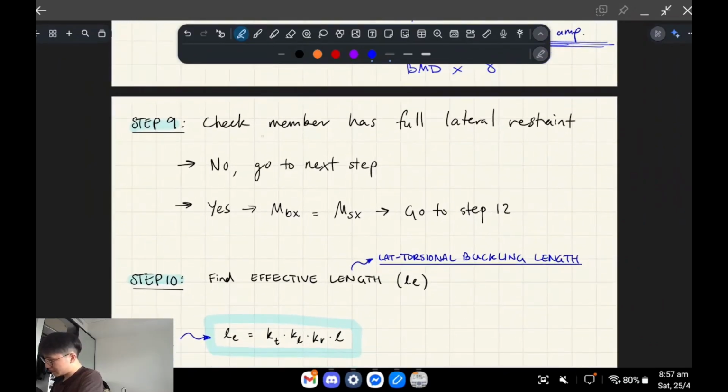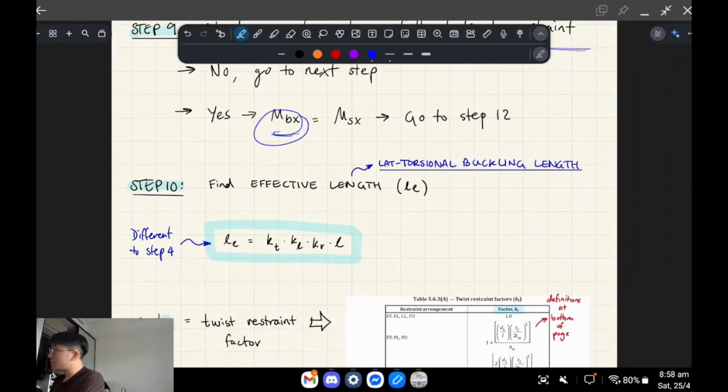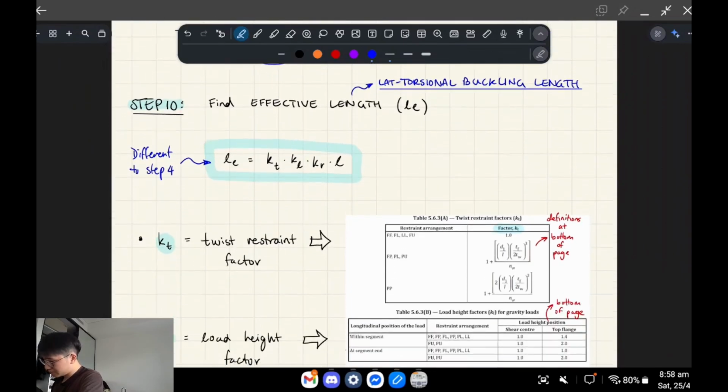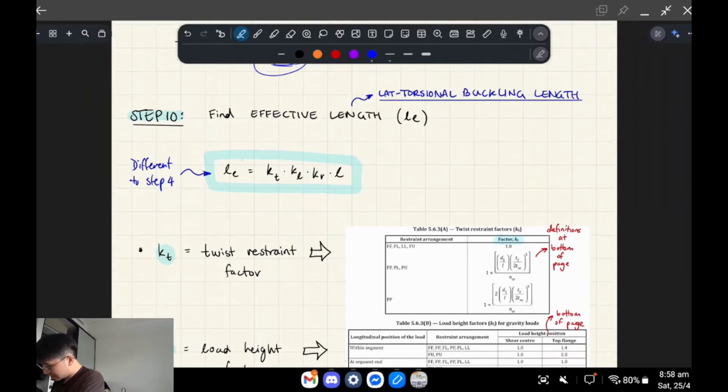Check if the member has full lateral restraint. In other words, is there a risk of lateral torsional buckling? Okay, and then if so, we have to find the lateral torsional buckling capacity, the member's capacity, right? And so we basically have to figure out a different effective length factor.